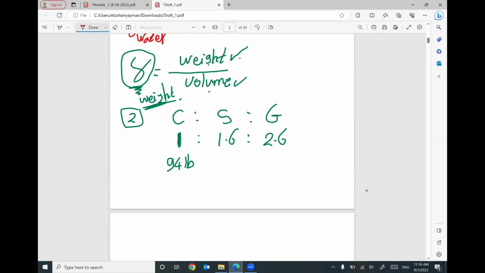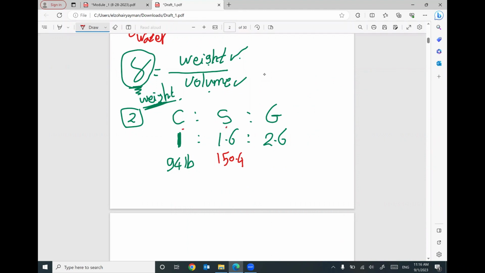Guys, are you still here? Yes. So we need to do what? Tell me, we need to do what? Could we multiply the 1.6 times the 94? Thank you. It will be 150.4 pounds of sand. If you are using one bag or one sack of cement with a weight of 94 pounds, you have to use 150.4 pounds of sand to keep this ratio as it is.